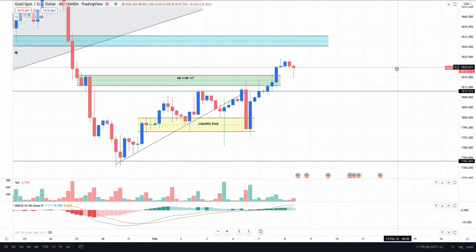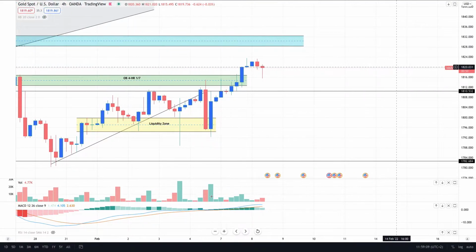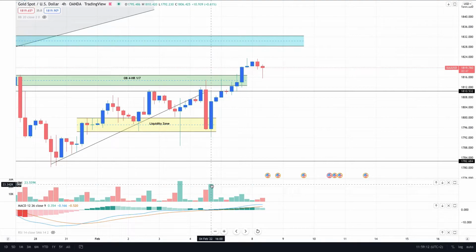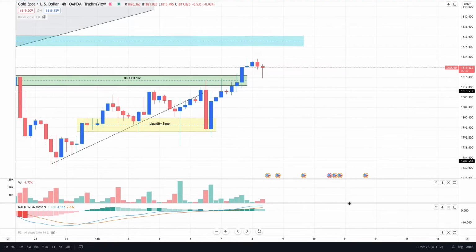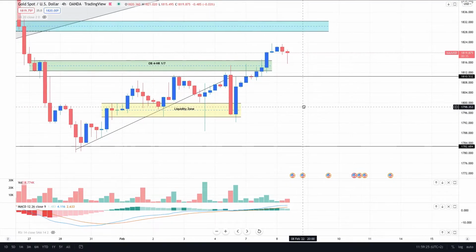Let's have a look at volume. We can see volume was quite strong, which it needed to be in order for it to break this area here. Right now we have pretty low volume, nothing significant, but it is early in the week, and gold could just be starting to heat up.